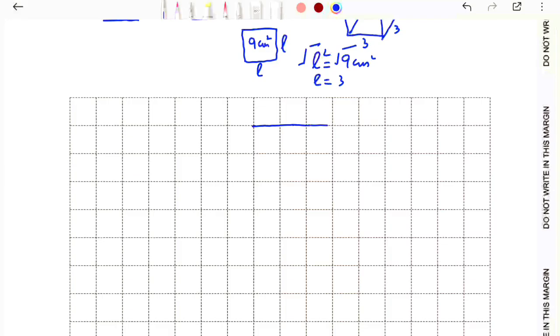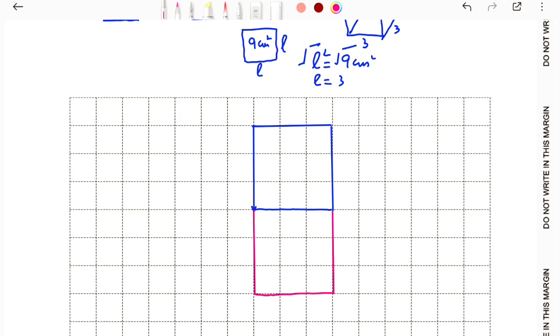Counting 1, 2 and 3 along each side, this is face number 1, and we can draw another face as well. That would be here, the bottom, again counting 1, 2 and 3 for each side.